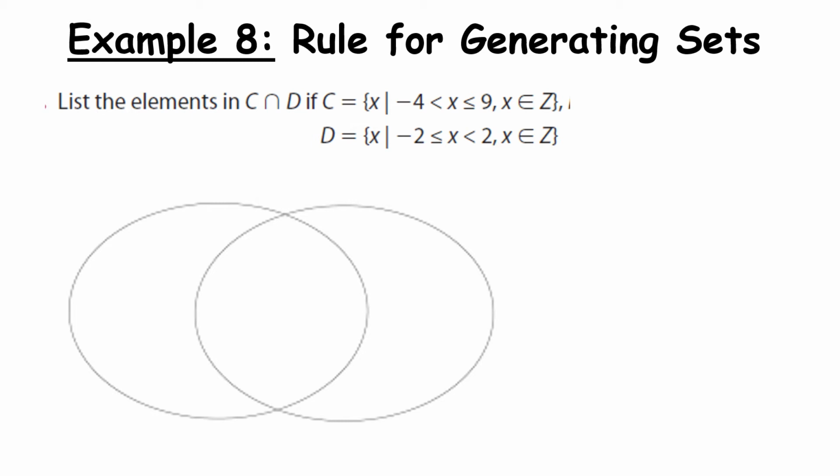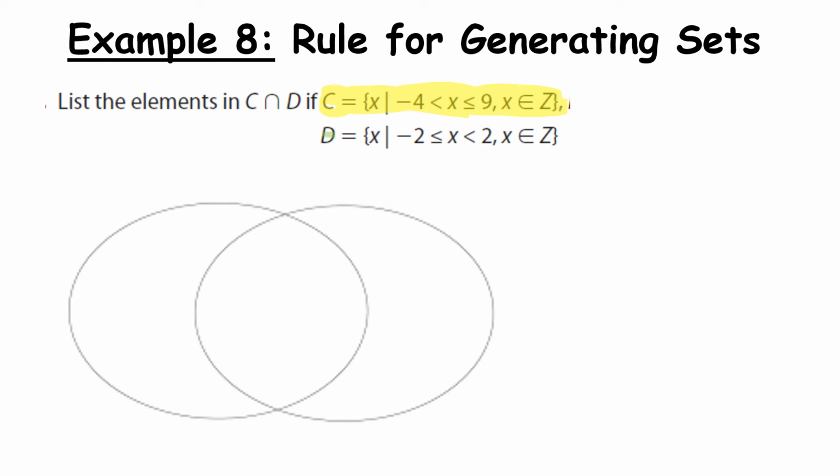So it asks us to list the elements in C intersection D if C equals. Now, what this thing is telling us is what is in the set. So x is the elements, and x is between -4 and 9, where -4 is not included, but 9 is, and x is an element of Z, means that x is an integer, so positive or negative whole numbers.